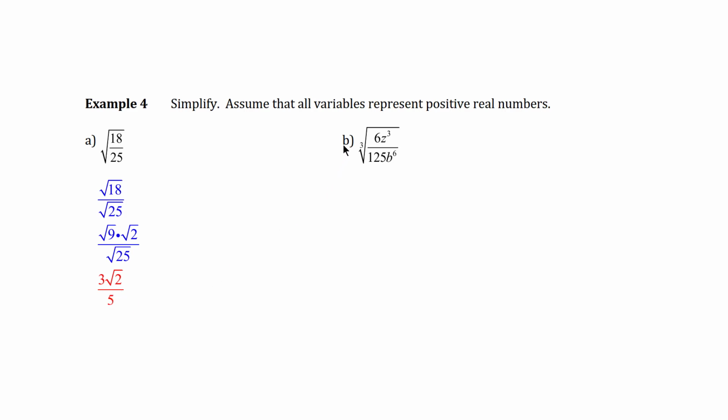Moving on to part B, we have the cube root of 6z cubed over 125b to the 6th power. First, we use the quotient rule to separate the radical into two separate radicals. We have the cube root of 6z cubed over the cube root of 125b to the 6th power. Next, we could simplify the numerator by taking the cube root of z cubed, which is z. In the denominator, we could take the cube root of 125, which is 5, and the cube root of b to the 6th power is b squared. So our final answer is z times the cube root of 6 over 5b squared.